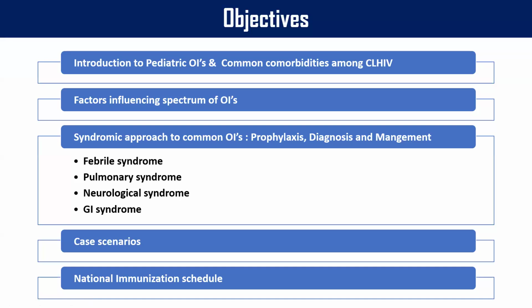They will not come and say that I'm having a PCP pneumonia or I'm having a tuberculosis. They will come with some symptom, maybe a fever, cough, cold, or something like that. So how do you approach them? How do you arrive at a diagnosis? That is called syndromic approach to common OI. We'll also discuss in between prophylaxis, diagnosis, and management of such OIs.